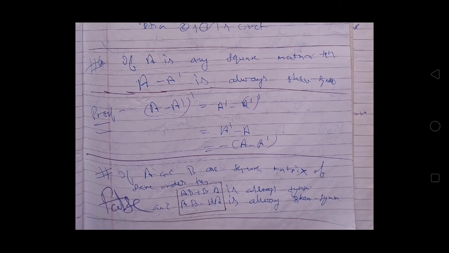Now see this theorem. If A is any square matrix, then A minus transpose of A is always skew symmetric. The proof says: transpose of (A minus A dash) will be equal to A dash minus transpose of A dash, which will be further equal to A dash minus A, which will be equal to minus (A minus A dash). So you can clearly see that if A is any square matrix, then A minus A dash is always skew symmetric.